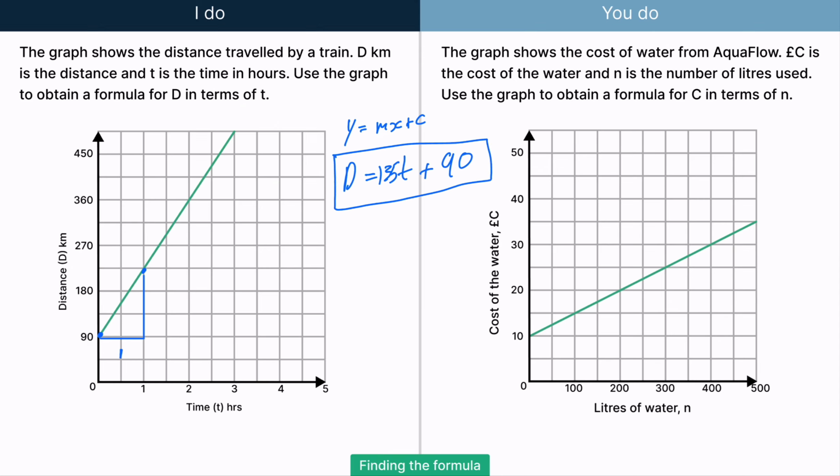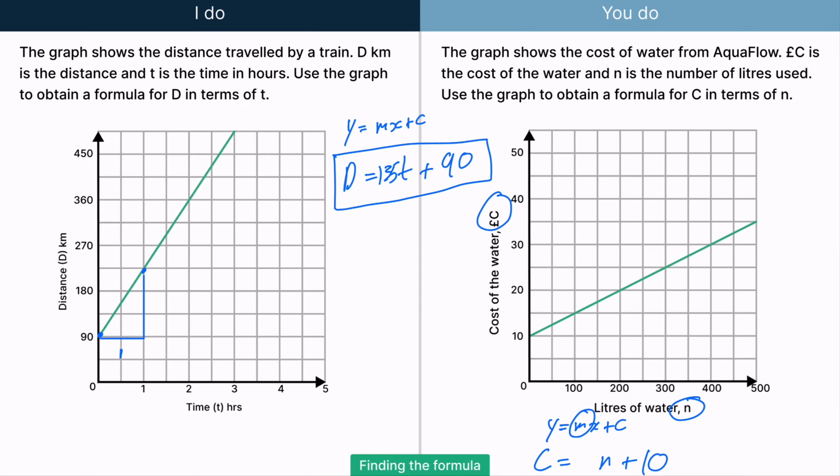Okay, so again, hopefully you've pressed pause and had a go at this example here. So y is equal to mx plus c. I can see that the y-intercept is denoted as c. I can see the x-axis is denoted as n. I can see it crosses the y-intercept at 10, so that's your y-intercept. So the only thing we've got left to find is the gradient now.